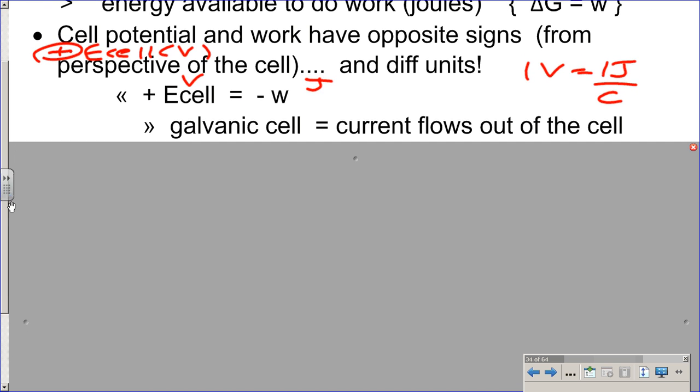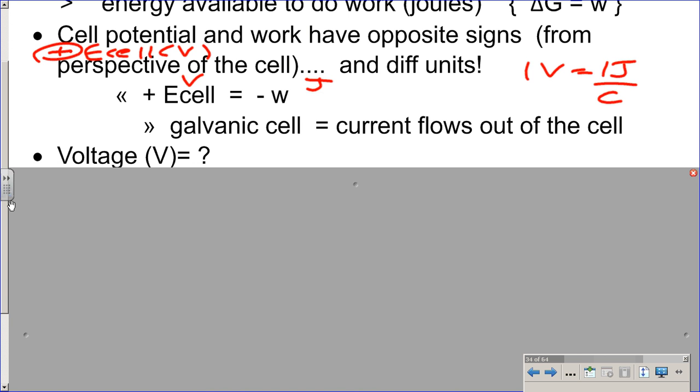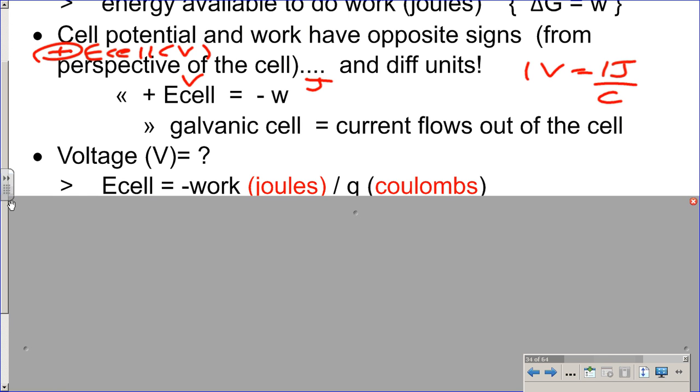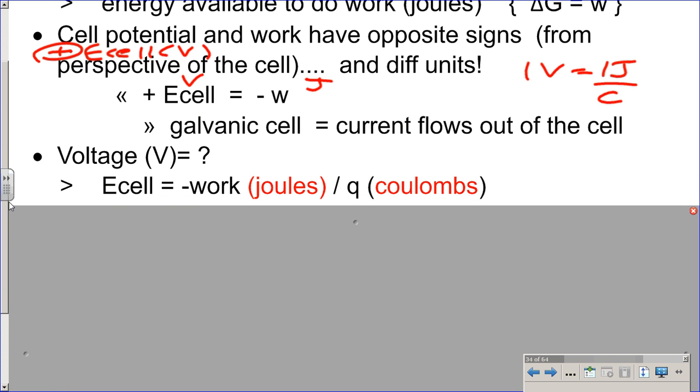Let me tell you this first. I just explained this part, but galvanic cell, and then current flows out of the cell. Flowing out of the cell means the system is losing that energy, so that's why it's got the negative perspective there. Okay, we just said voltage was joules per coulomb, right? So when we're talking about E cell, which is measured in volts, I just noted the units here in red.